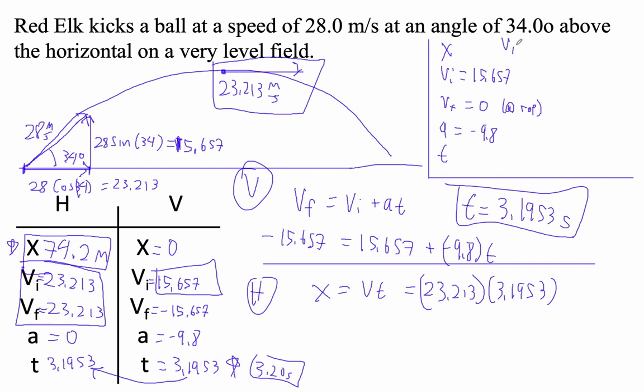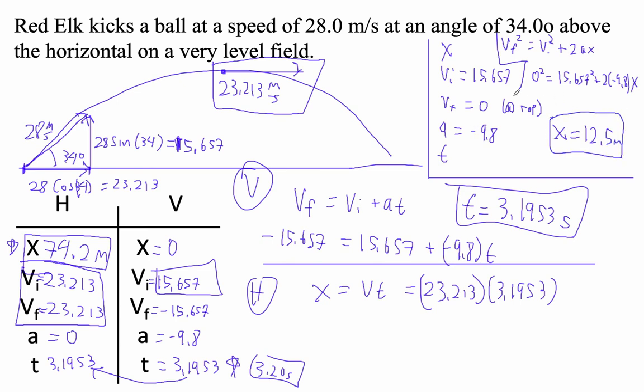So I'm going to use VF squared is VI squared plus 2AX. So 0 squared is equal to 15.657 squared plus 2 times negative 9.8 times x. Let's see if I can solve that. I'm going to take the 15.657 squared, divide by 2, divide by 9.8. And I get 12.5 meters, so x is 12.5 meters tall.